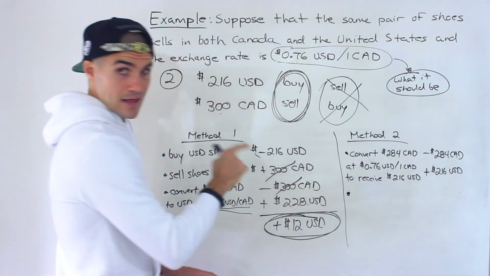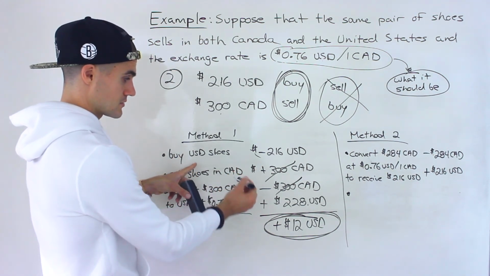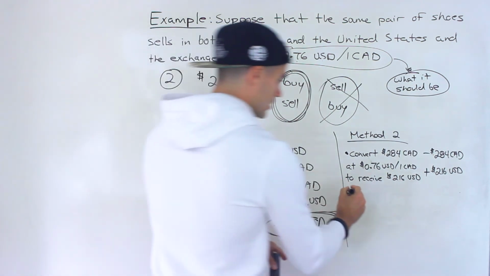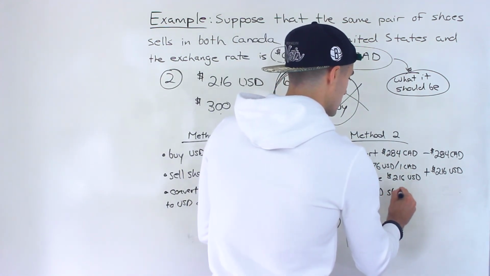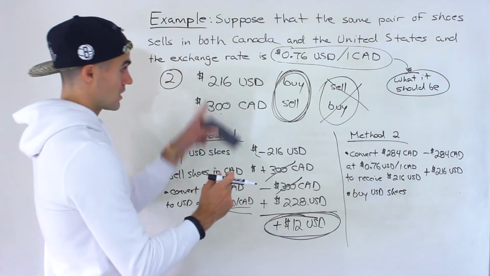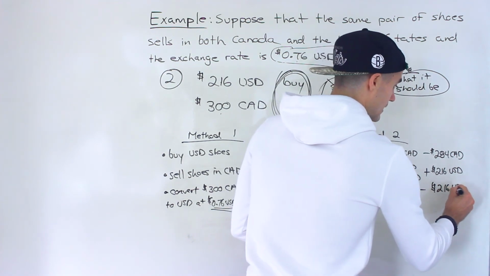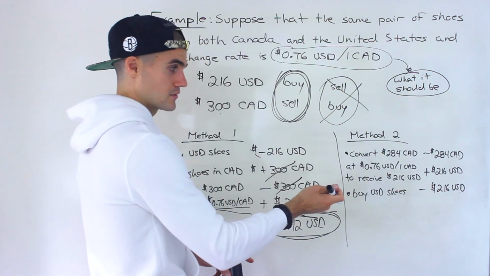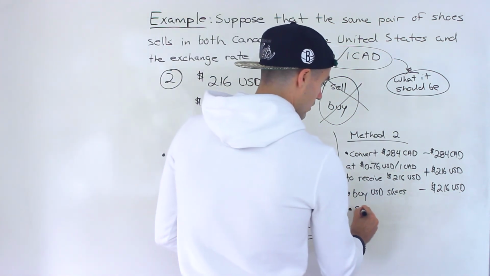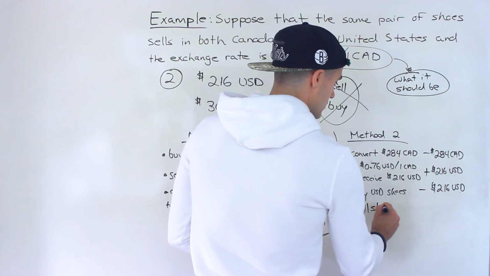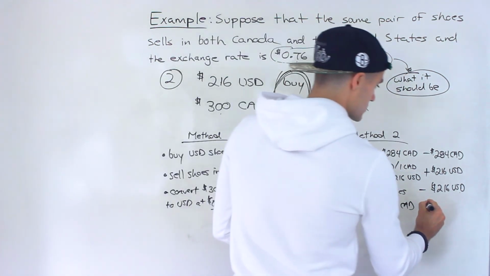And so now that we have that 216 USD, we go through these two transactions. It's kind of like this got flipped. So now we're going to buy the USD shoes, and the USD shoes cost us 216. So this is going to be minus 216. We're spending 216, we receive the shoes, and then we're going to sell the shoes in CAD for the $300.